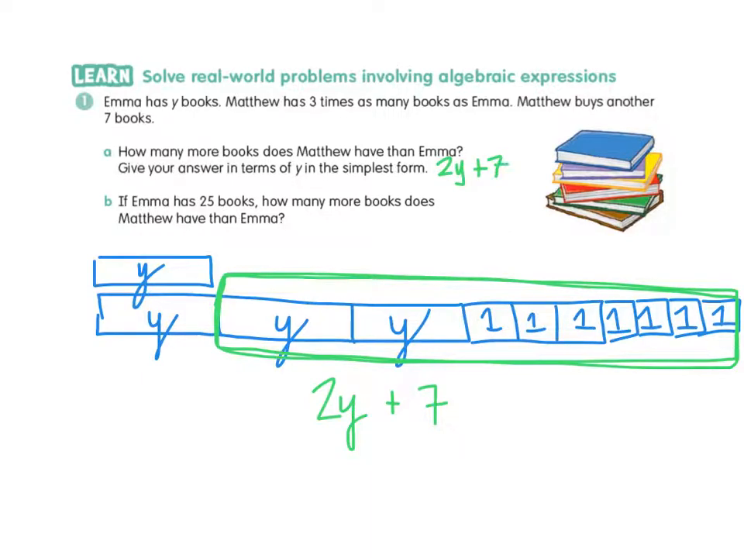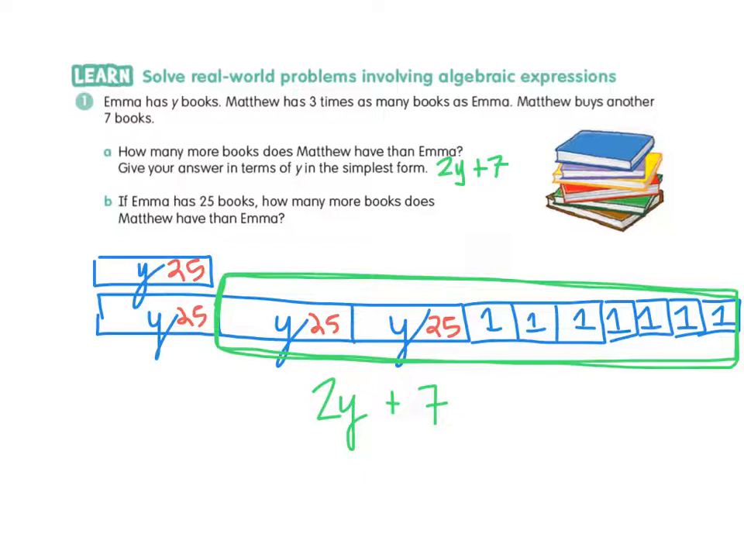All right, part B here says, if Emma has 25 books, how many more books does Matthew have than Emma? So now they're telling us what to put for y. I'm going to put a 25 here for Emma, which means that this is 25, and this is 25, and this is 25. So now we can take the 25, we can substitute it in for the y, and we can find the total of how many more books Matthew has than Emma.